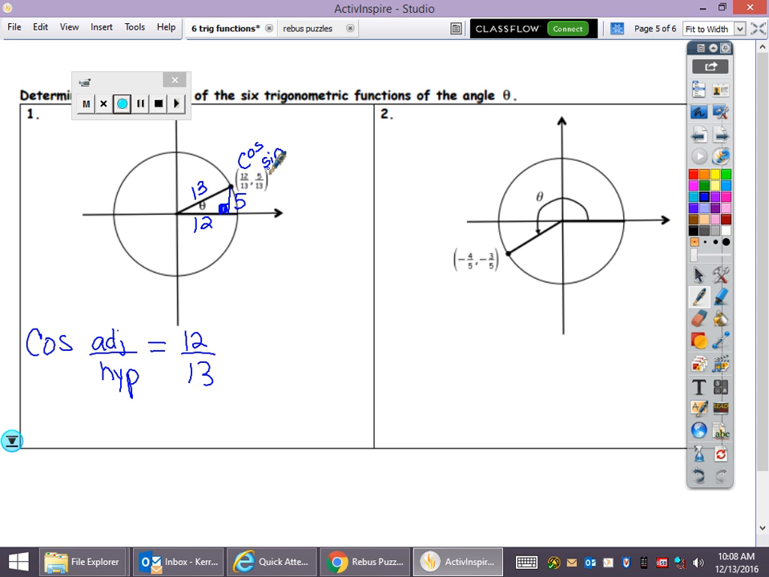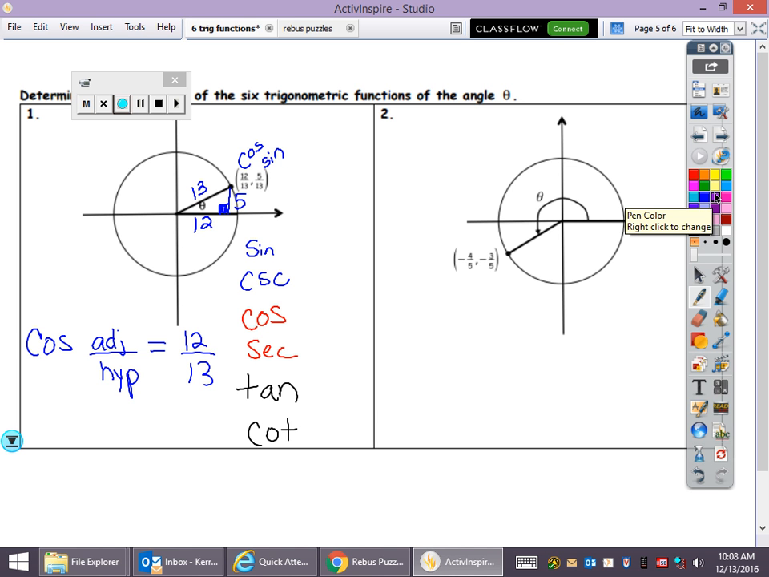Now they want the 6 trig functions. Okay, so we're going to start with sine. Whose reciprocal? Cosecant. And then we have cosine, and cosine's reciprocal. Secant. Then we have tangent, and tangent's reciprocal is cotangent. Beautiful.